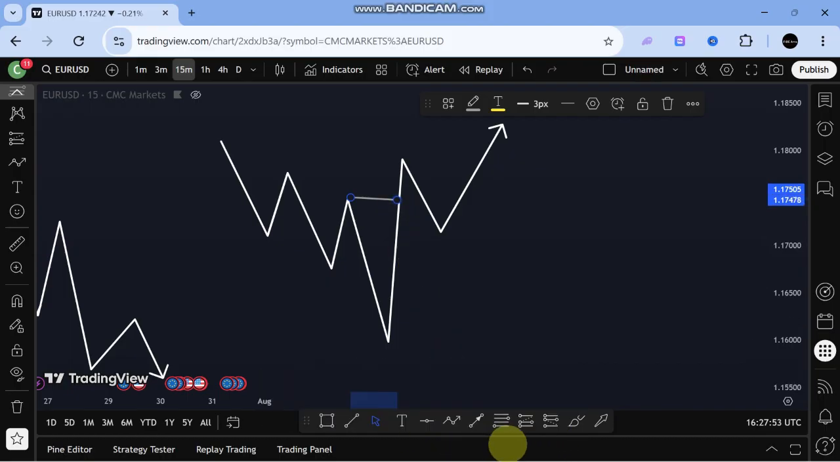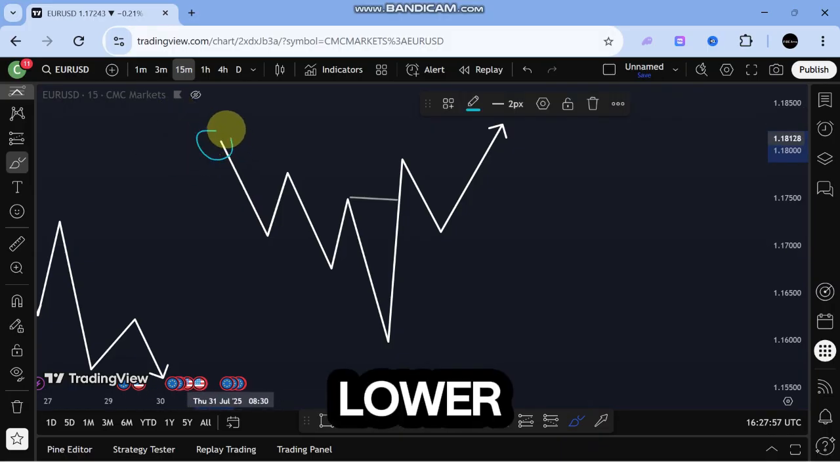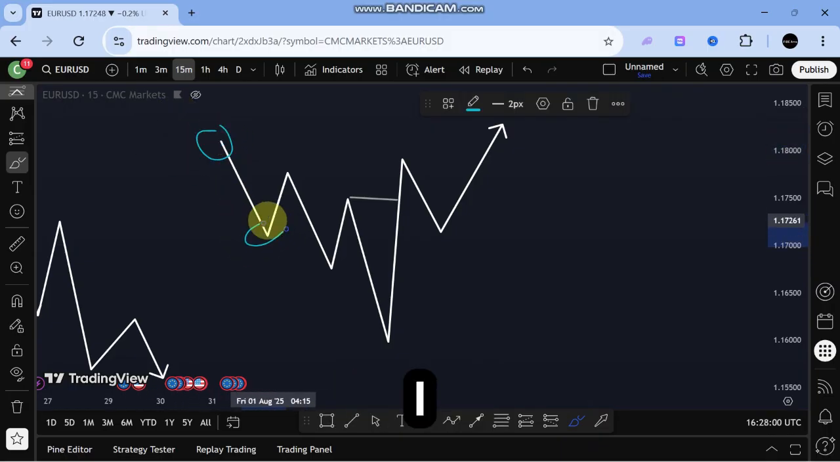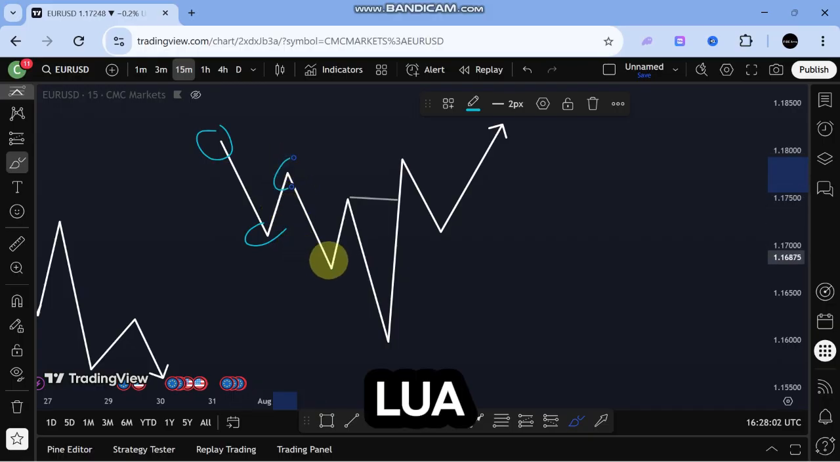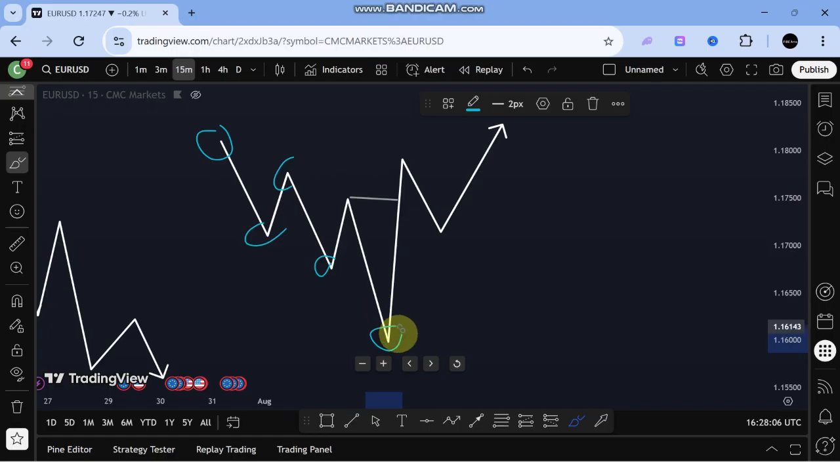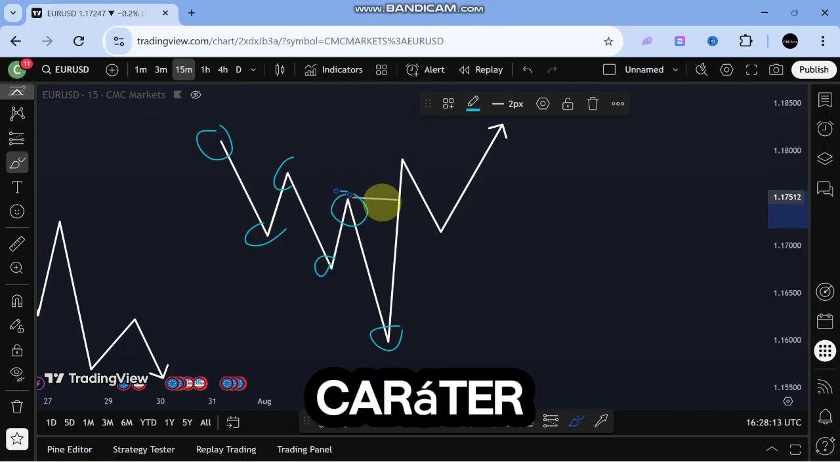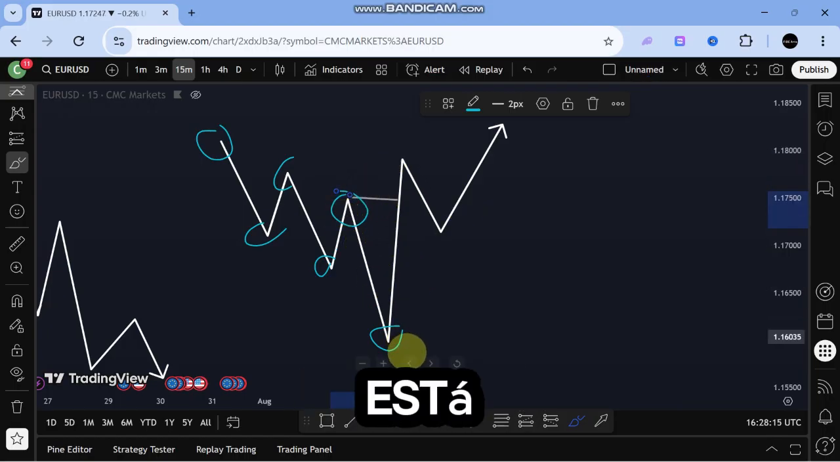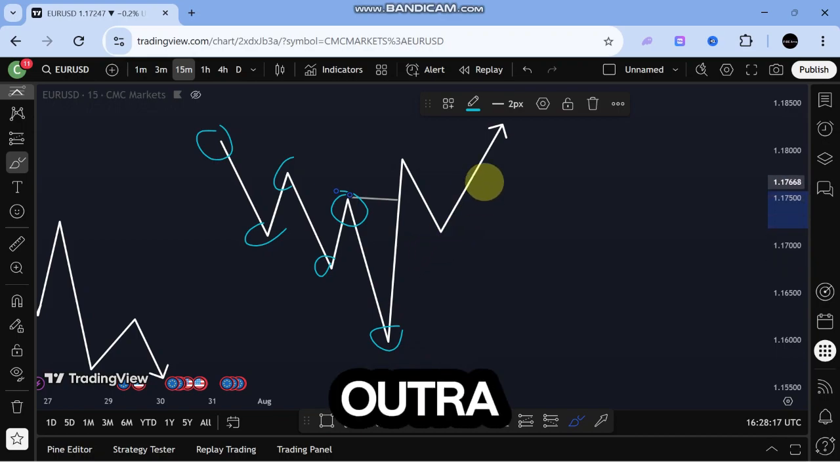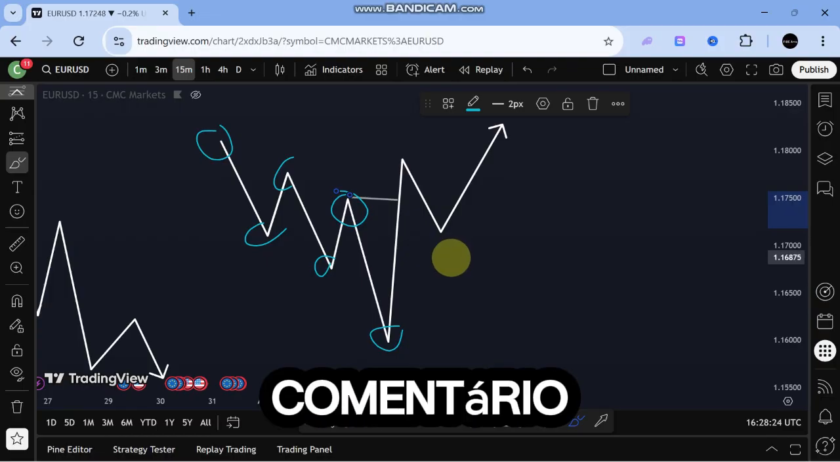Please, let me just draw this out for you. This is lower low, lower high, lower low, lower high, and so on. But suddenly we see price break above our previous lower high. This is called change of character. This shows that the market is not in a downtrend, but rather in an uptrend. If you understand this, please like and drop a comment in the comment section.